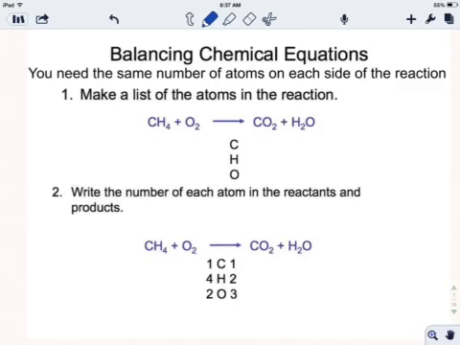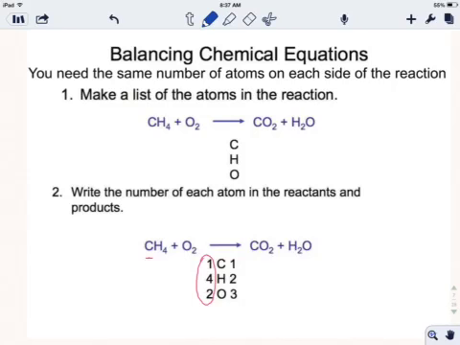Here's a few slides from our flip charts on how to balance an equation. What you need to do is, once you have your reaction, make a list of all the atoms that are inside the reaction. They should be the same in both the reactants and products. So if we look at this, CH4 plus O2 goes to CO2 plus H2O, we see that we have carbon, hydrogen, and oxygen atoms. Now once we do that, we are going to make a list on the left-hand side here to show how many of each atom we have in the reactants.